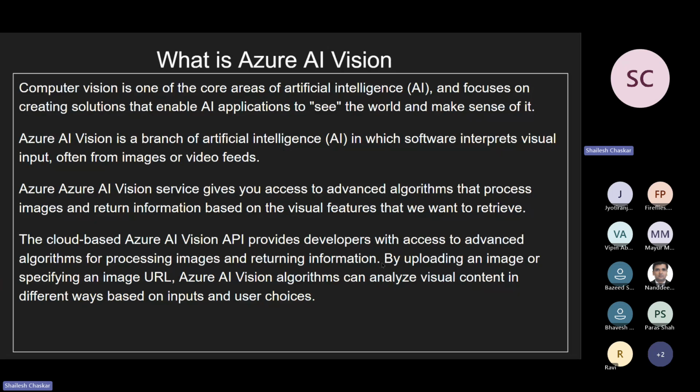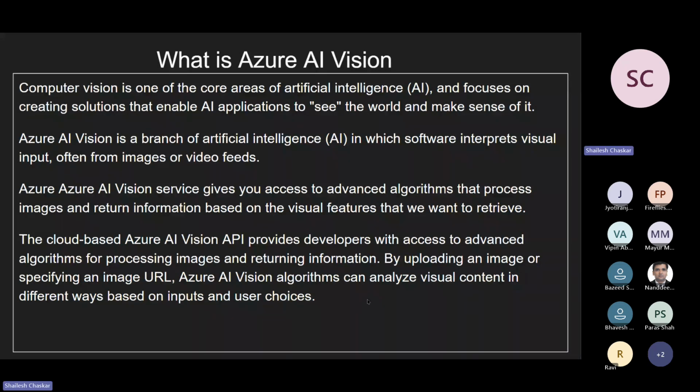In certain cases, you have Studio. In certain cases, you can use the API and SDKs. Feel free to integrate with your system. And then you process that information and return the information to your system to integrate and use it for further evaluation. Example, by uploading an image or specifying an image URL, Azure AI Vision algorithms can analyze visual content in different ways based on input and user choices.